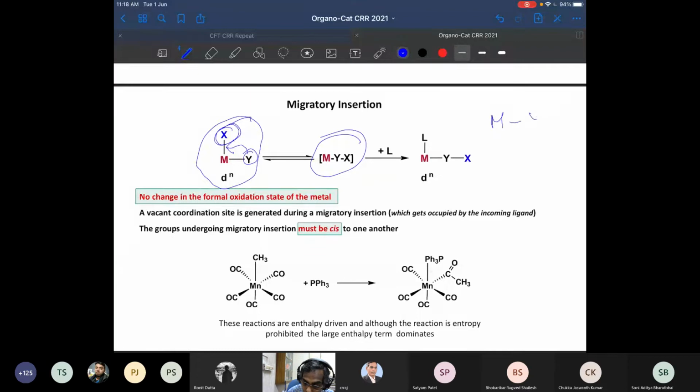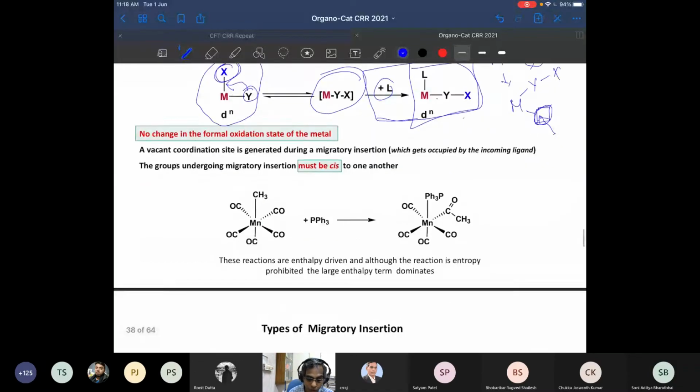Initially, this is Y and this is X. Now, what is happening? Here I have a Y and X on M. This position becomes vacant. Which position? Where initially Y was sitting over here. This position is vacant. Now, a ligand from the solution can come and coordinate here. That's what we have shown here, right? The second step, L plus, it goes here. Now, at the end of the day, what I have is MLYX, that is a migratorily inserted product that I am getting.